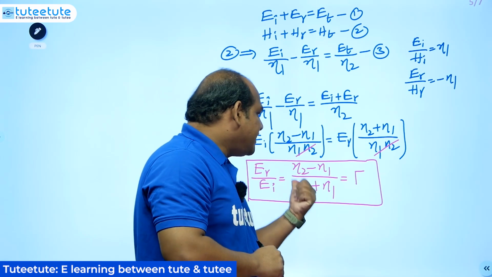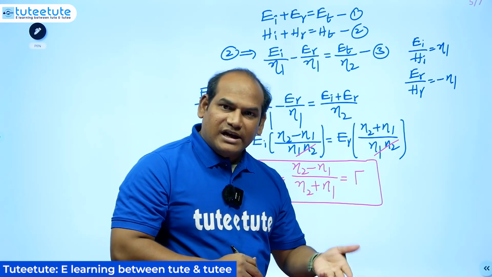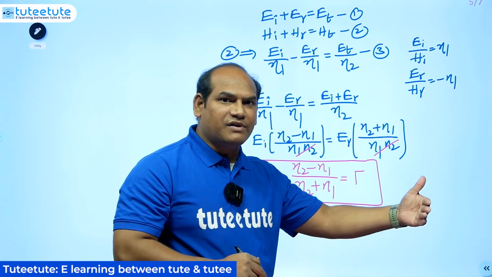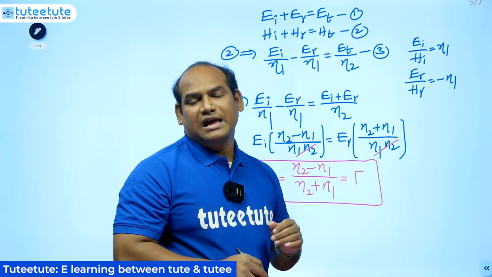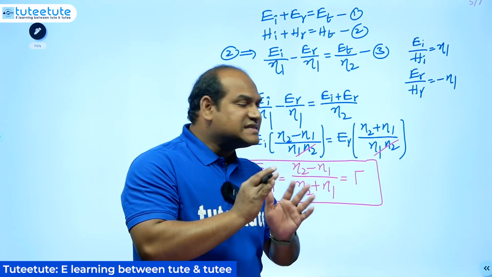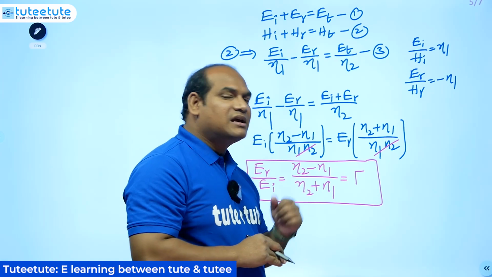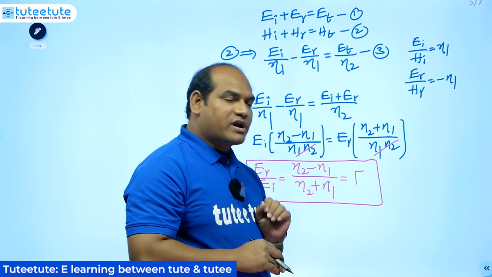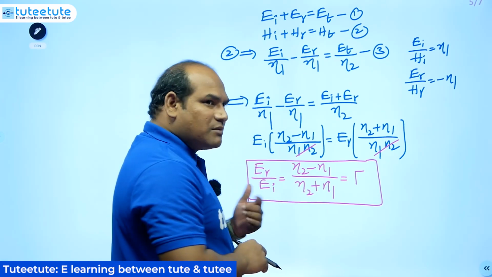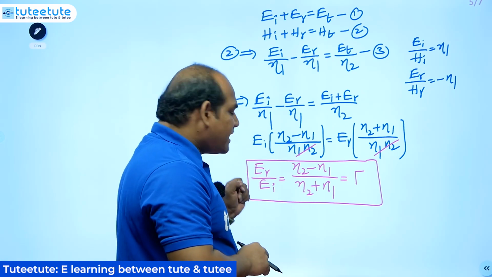So if you have eta 1 and eta 2, you can tell, if you send a certain amount of incident wave, how much can be reflected back. That information we can easily get by using this formula. Then we need to get one more ratio, that is ET by EI.